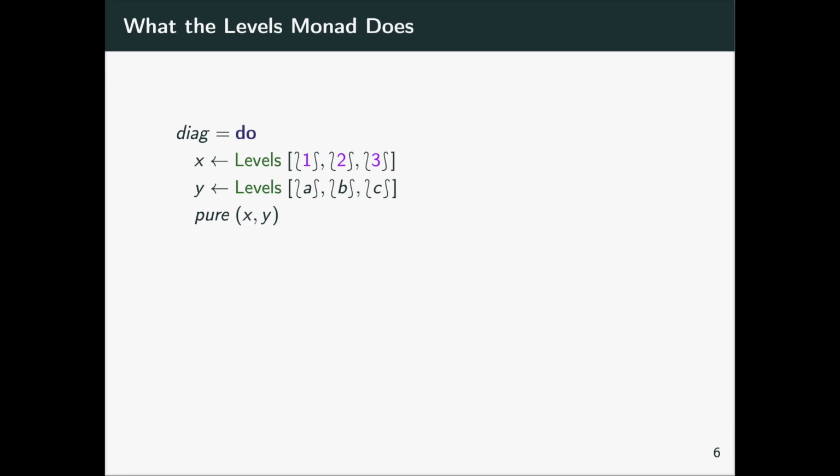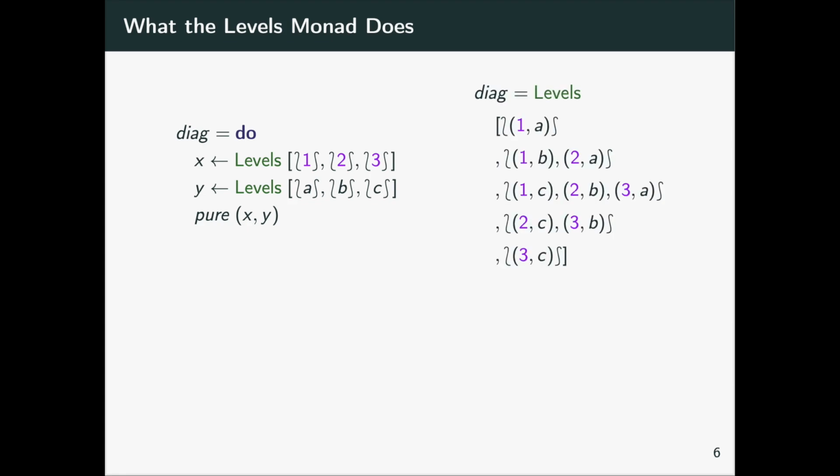Fundamentally, the levels monad does diagonalization of its input, which means that from these two inputs, this is the pattern of pairing that it produces. You can notice that the level of each pair in the output corresponds to the sum of the levels of the pairs in the input. So if you look at 2C here, 2 comes from level 1 using zero-based indexing, and C from level 2, you add those together, you get level 3, which is indeed where 2C is.